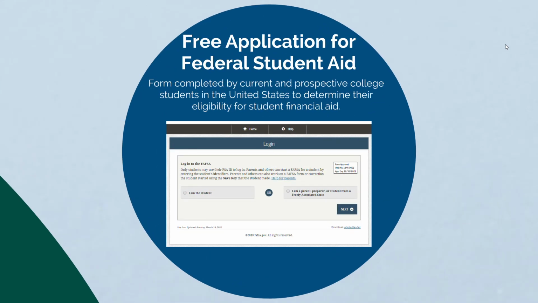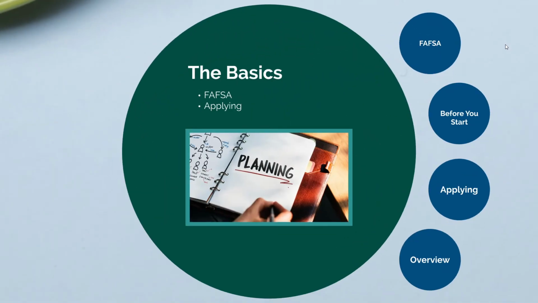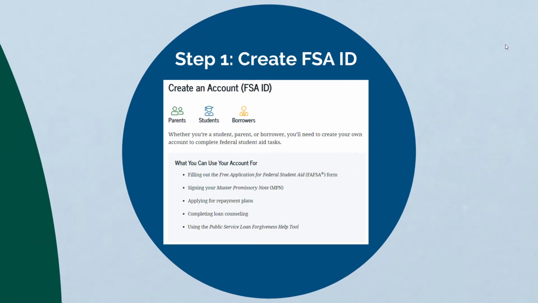And it's a digital form that's completed online both by prospective college students, aka seniors in high school, as well as current college students. So that means that every year you reapply for the FAFSA to redetermine your financial aid eligibility. Before you begin the FAFSA, you must create an FSA ID.